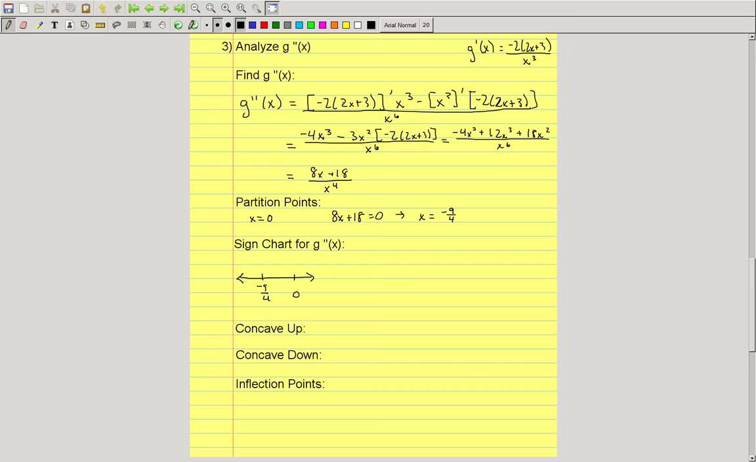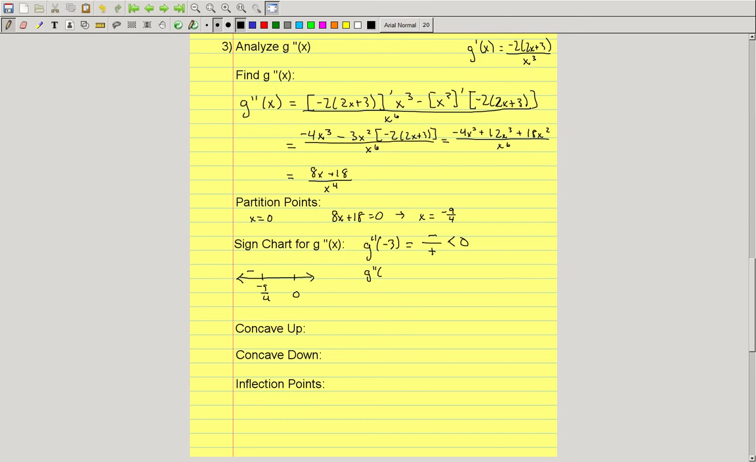Then we need to choose points in each of our regions to figure out if the function is positive or negative. So we can choose negative 3 to evaluate g double prime at. We're just worried about whether the function is positive or negative. The denominator for all of these values is going to be positive because of the even power on x, so we're really just worried about the numerator. If I plug in negative 3, we have negative 3 times 8, which is negative 24, which is overall negative. So the function is negative in this region.